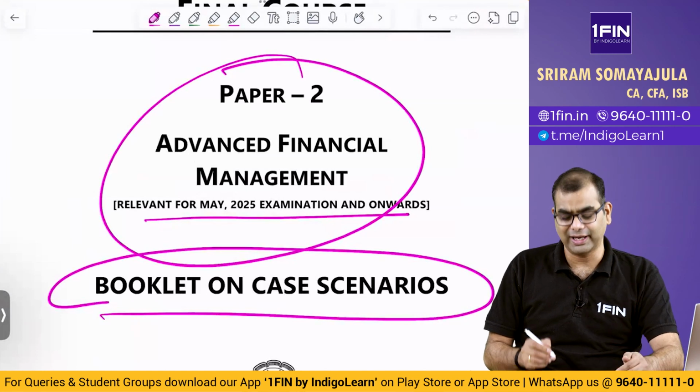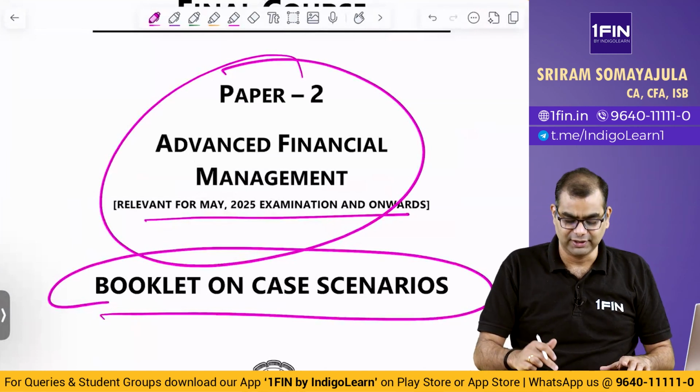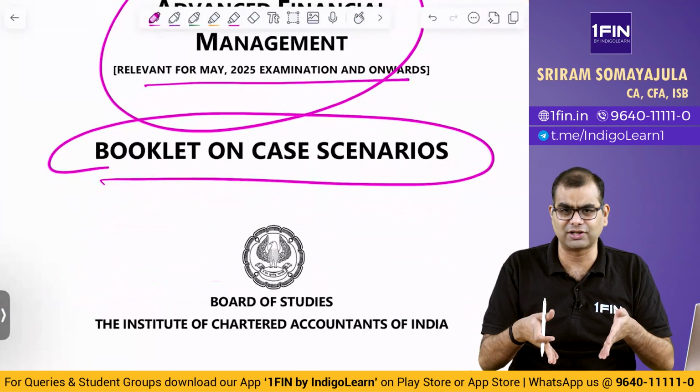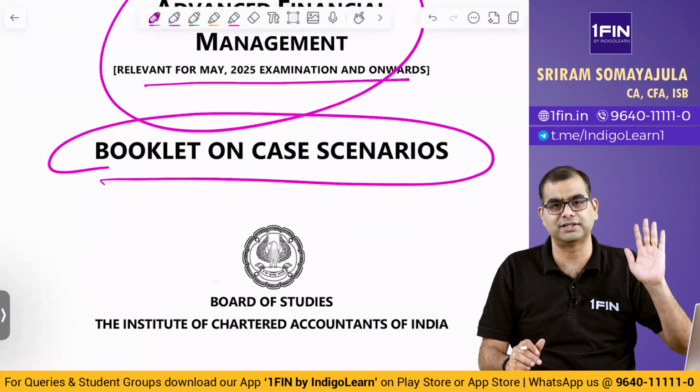This is a new booklet, and this is also very unfair. They have put it in some corner somewhere. They have not put it on the main screen of the ICAI website, they have put it in the corner screen. Anyway, this is also available in my free resources. You can download it. The link is given in the description of this video.